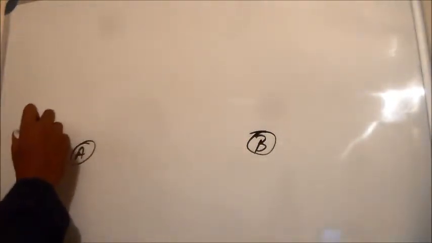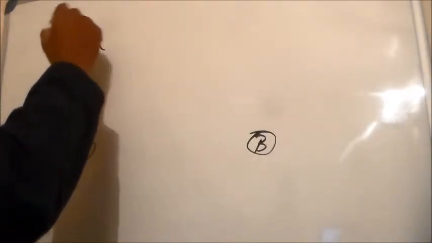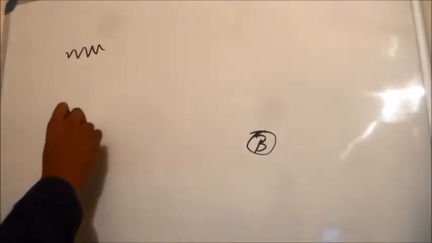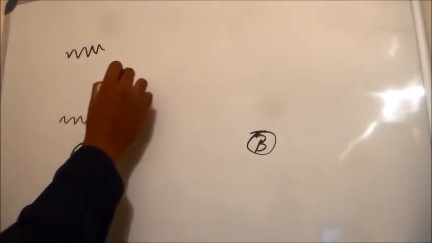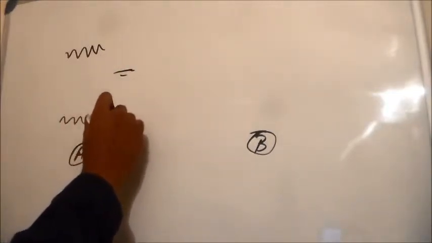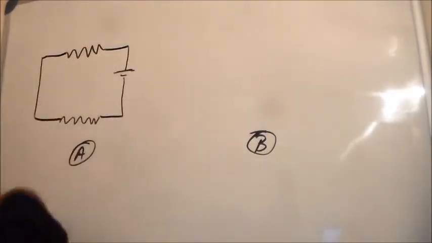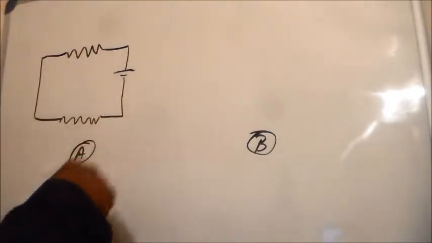So basically we have circuit A, and I'm just going to put A. You got circuit A and you have circuit B. Circuit A is the series circuit. Okay, so we have a resistor here, we have a resistor here, we have a battery here. So we have two resistors here. Boom, boom. This is the series circuit.